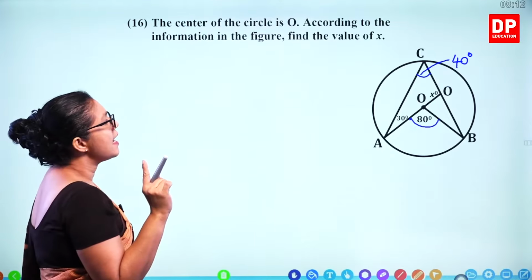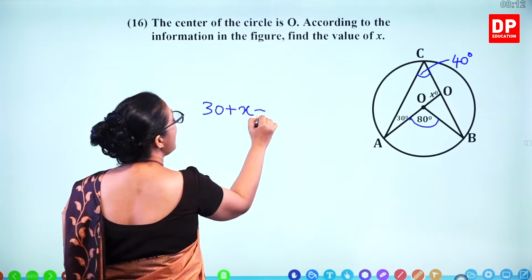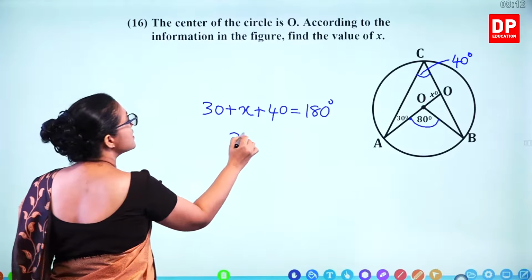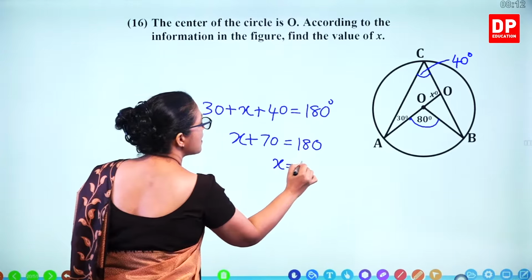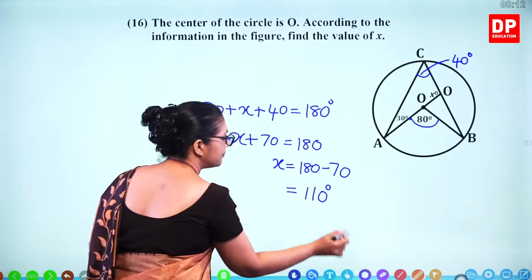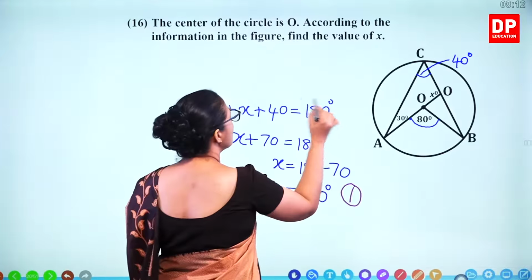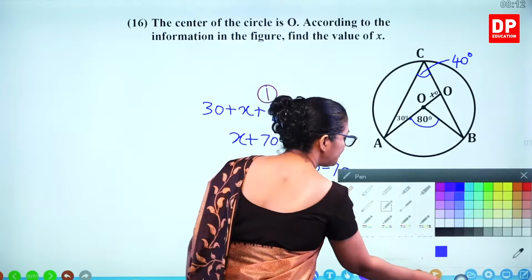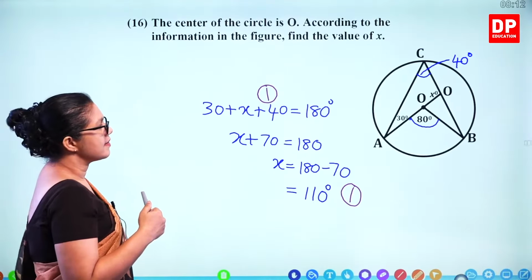Now you can take the AOC triangle. The sum of angles in a triangle adds up to 180. So what's x? x plus 70 is 180. x becomes 180 minus 70. That's 110. So you get 2 marks, 1 mark for this and 1 mark for actually identifying the C angle. Without that you can't find the answer.